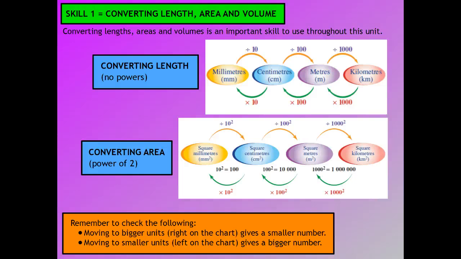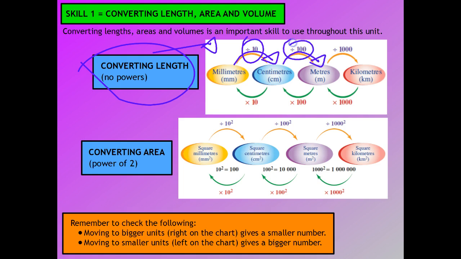If we're converting lengths, okay, we're going to use this chart here. If we're going up in our units, so if we're going from millimeters to centimeters, we use division, we divide by 10. If we go from centimeters to meters, we divide by 100, and meters to kilometers, we divide by 1,000. If we come down in our units to smaller ones, we multiply. So we multiply by 1,000, multiply by 100, or multiply by 10. There's no powers here because everything is one-dimensional, all right? And power of 1 doesn't do anything, so we just leave that off.